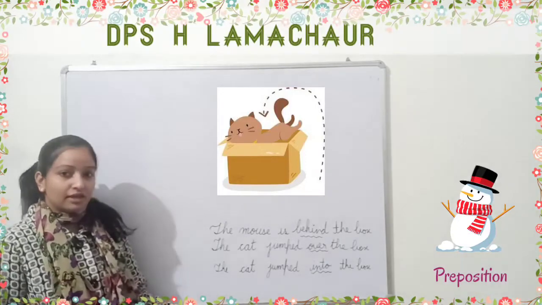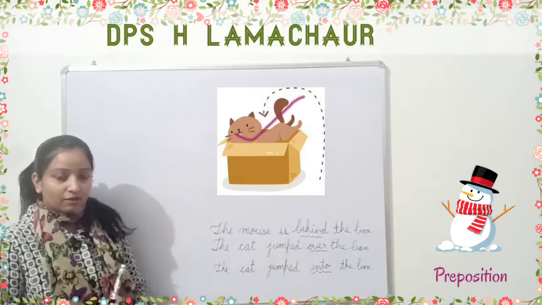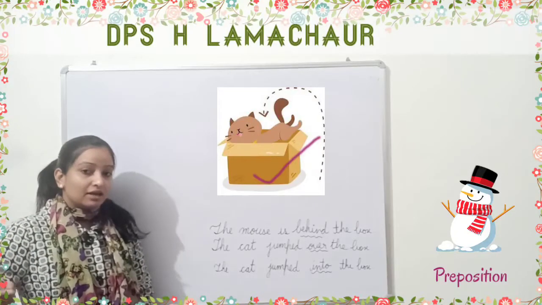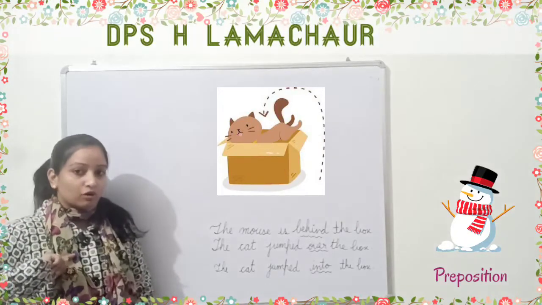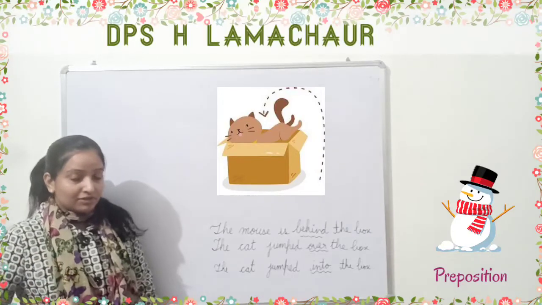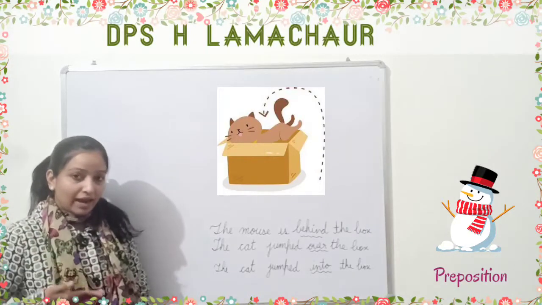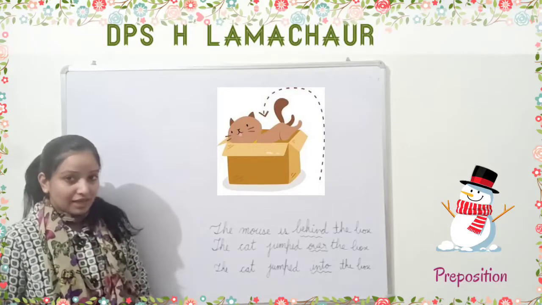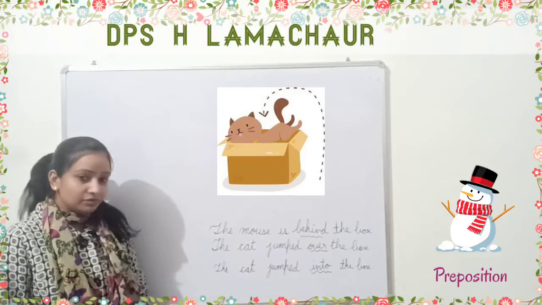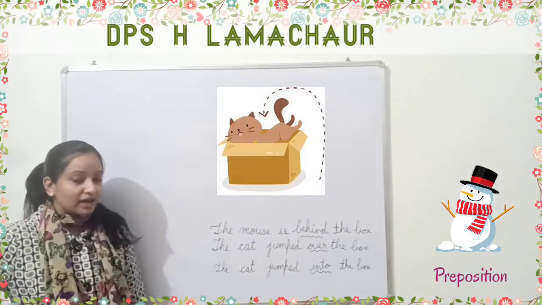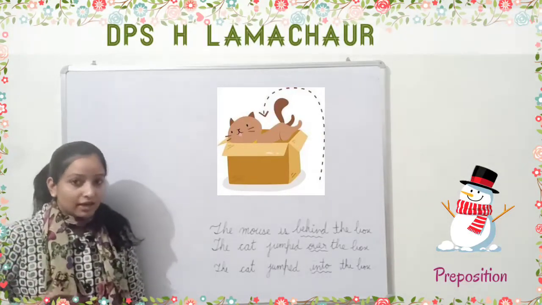So here you can see, where is the cat? Here. And where is the box? Here. And the cat is jumping into the box. Previously the cat was outside, and now the cat has come inside. It has jumped into the box. In such cases we use into, when from outside something or somebody comes inside.